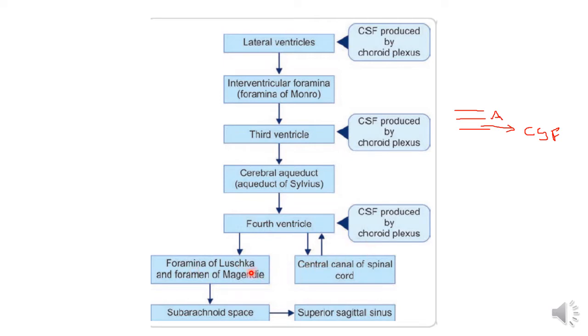The CSF is produced inside the brain, but how does it come outside? Yes, it comes outside through two foramina which are located from the fourth ventricle. So this is called as foramina of Luschka and the foramen of Magendie. And through this, the cerebrospinal fluid which is present inside the brain comes outside the brain into the subarachnoid space. And from the subarachnoid space, it is absorbed through the superior sagittal sinus, through the arachnoid granulations.